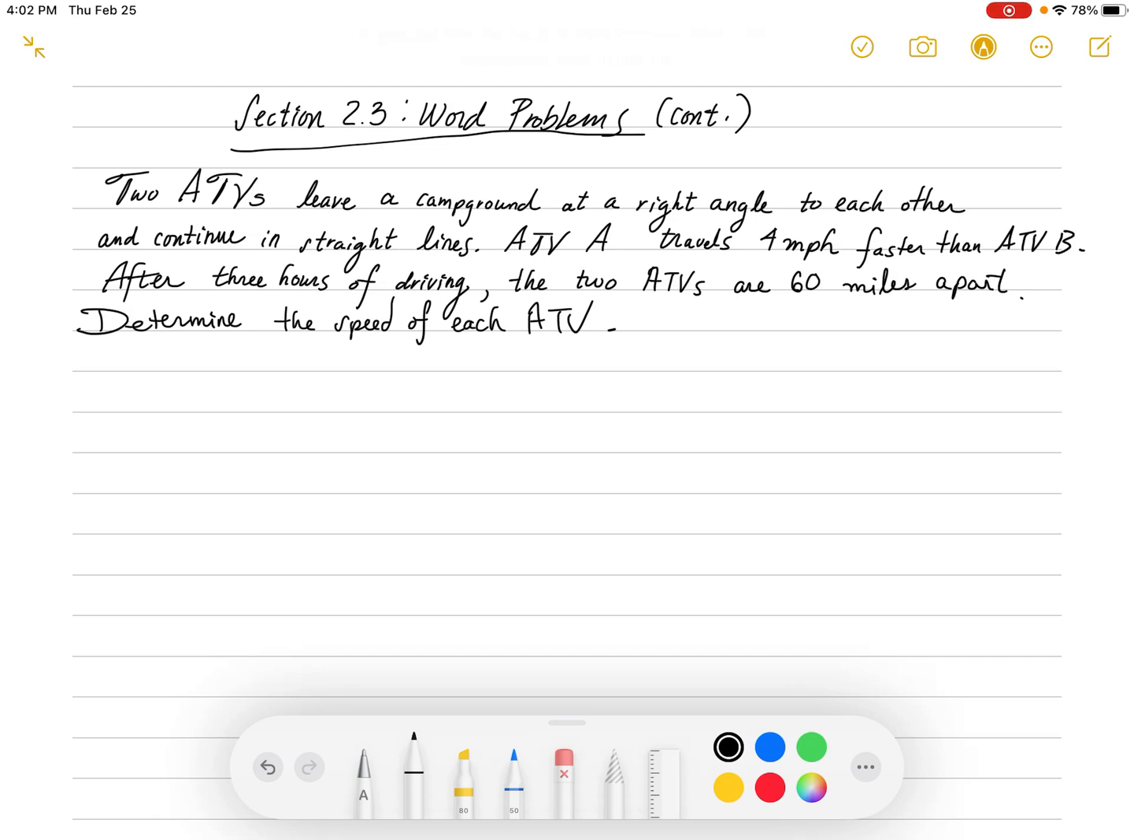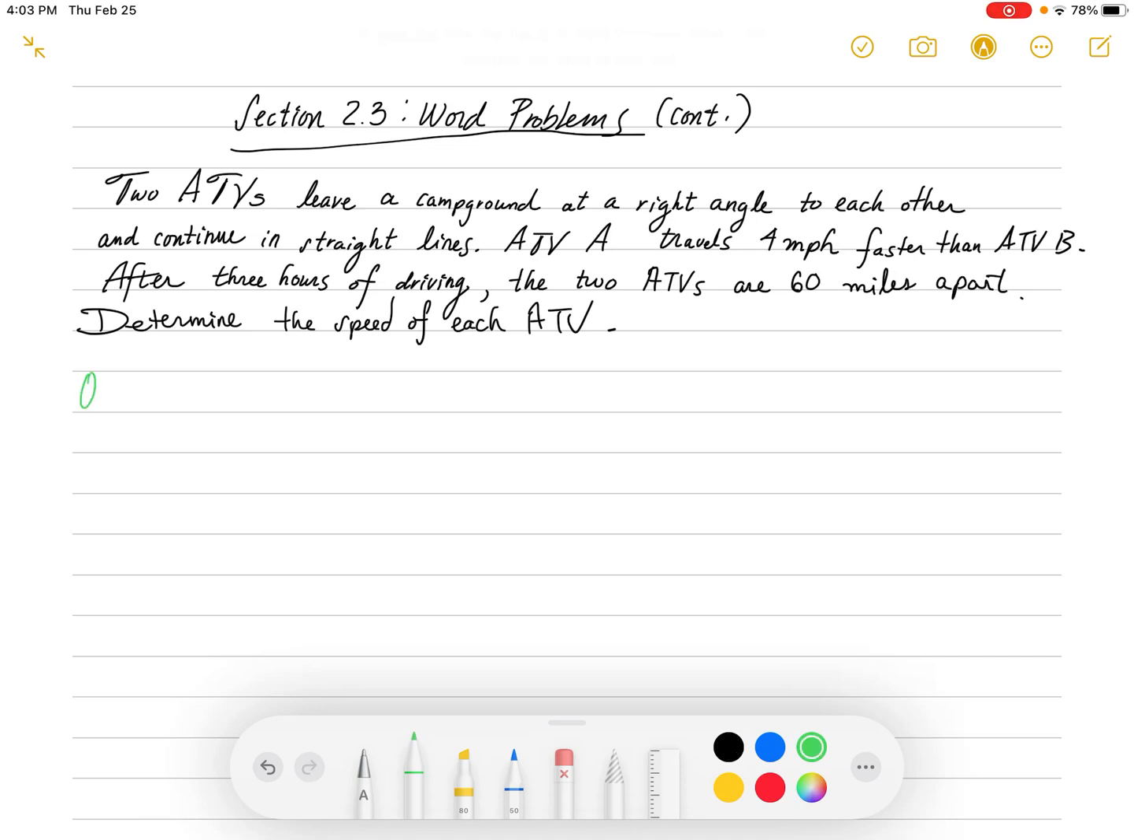So two ATVs are leaving a campground at right angles, at a right angle to each other, and continue in straight lines. ATV A travels 4 miles per hour faster than ATV B. After 3 hours of driving, the two ATVs are 60 miles apart. Determine the speed of each ATV.